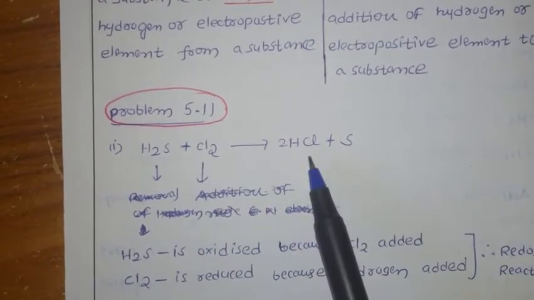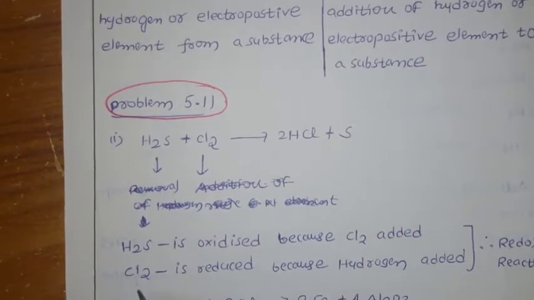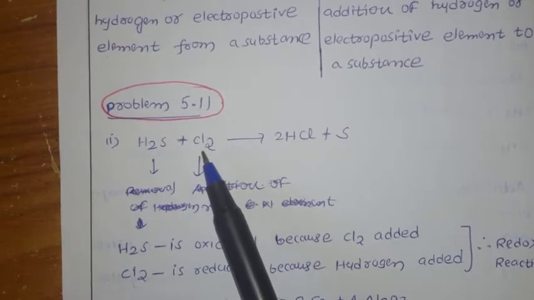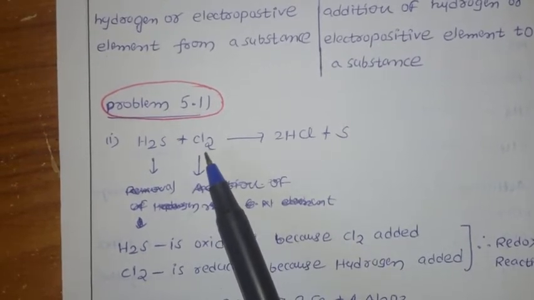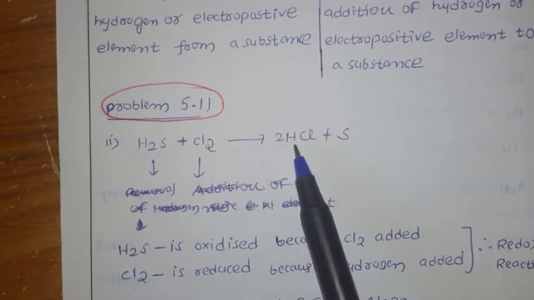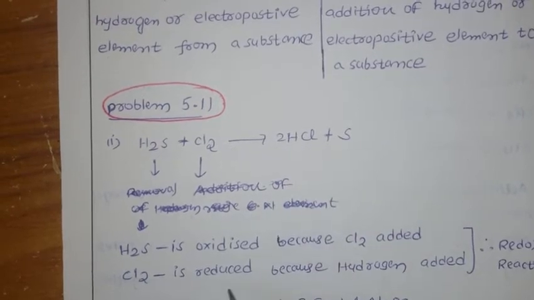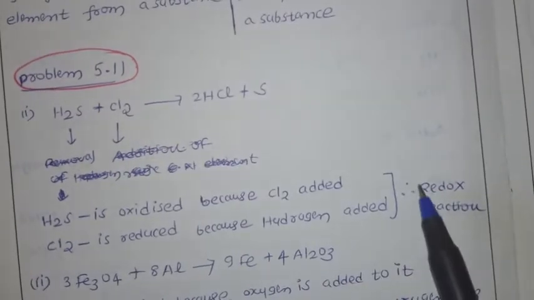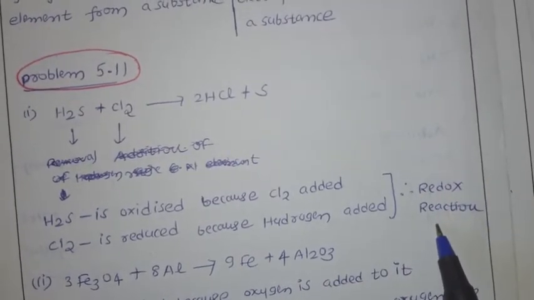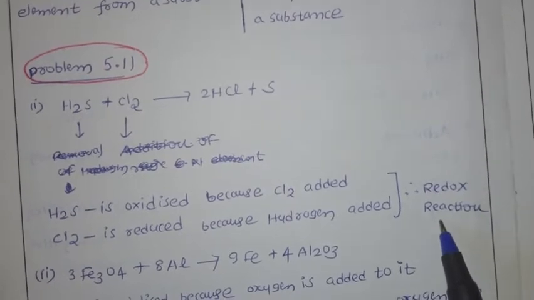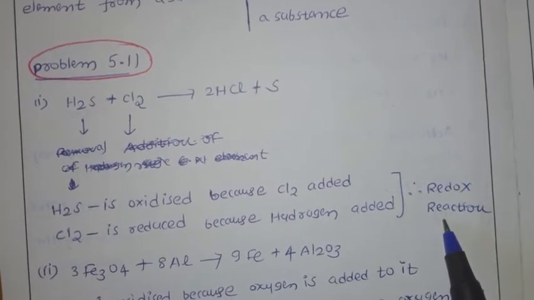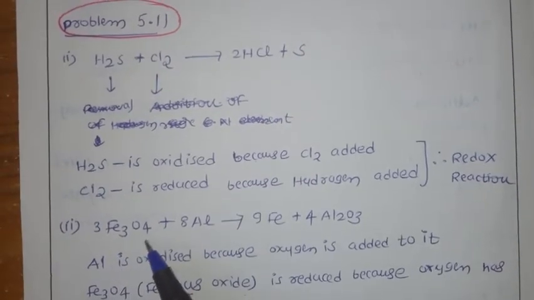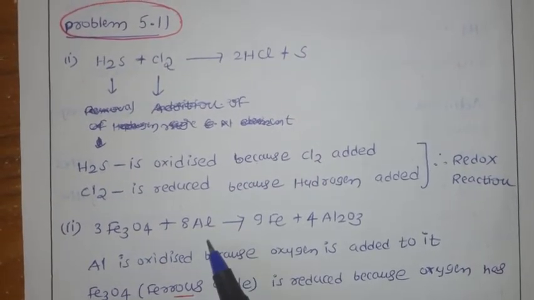Next, Cl2 is converted into what? HCl. So here chlorine is what? Reduced. Why? Because addition of hydrogen is called as what? Reduction. So Cl2 is converted into HCl means you are going to add the hydrogen. So here Cl2 is reduced. So in the reaction both oxidation and reduction are there. This reaction is called as what? Redox reaction. So in a reaction, if oxidation and reduction are both present, that reaction is called a redox reaction.